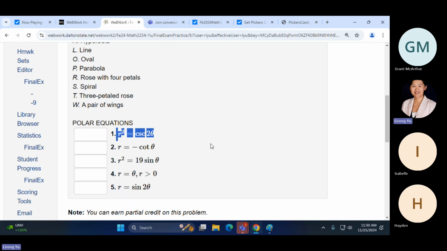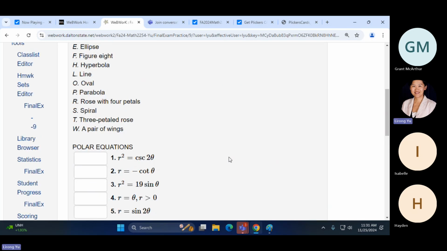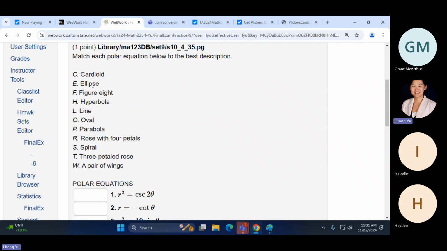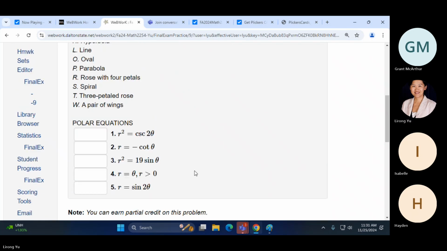This is r squared, x squared plus y squared equals 1 over 2 sine theta cosine theta. I think it's a hyperbola. This you can check. I think you can graph it. You graph every single one of them, and double check what kind of picture it looks like. And this one definitely was a spiral. Okay, I have to double check.